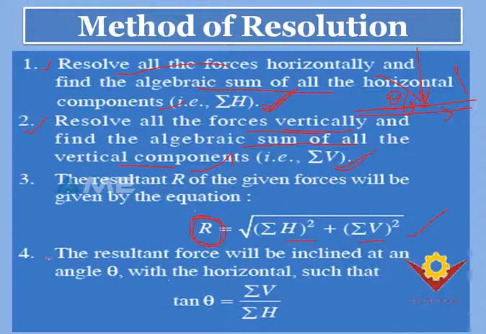And coming to theta, that means we require the direction in which it is acting, right? If you want to know the direction of the resultant, then you have to take tan theta equals the summation of all your vertical forces divided by the summation of all your horizontal forces, and this is used to find the direction of the resultant.